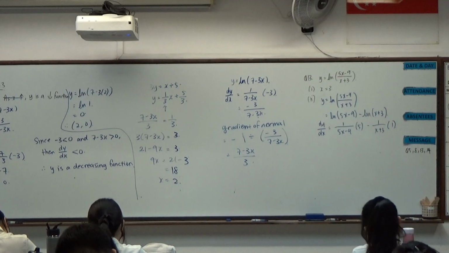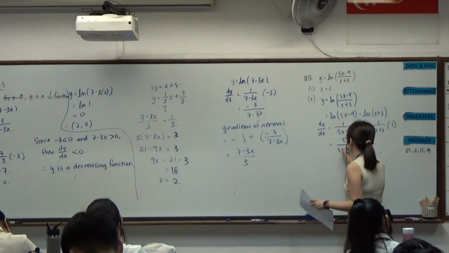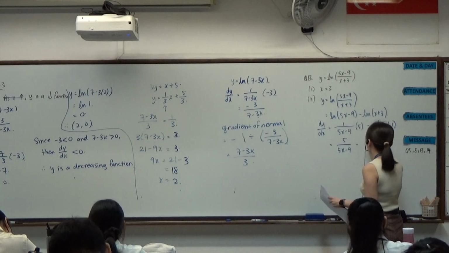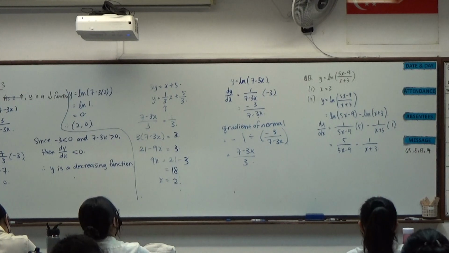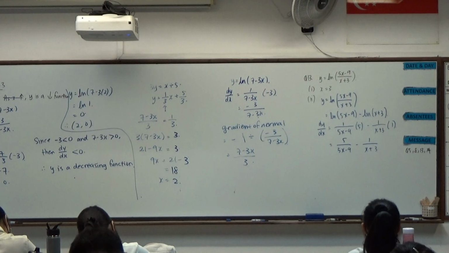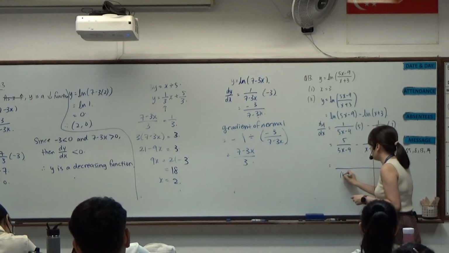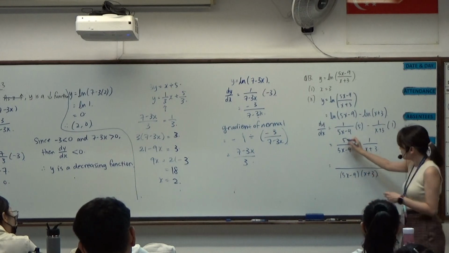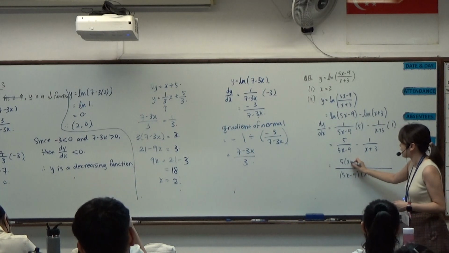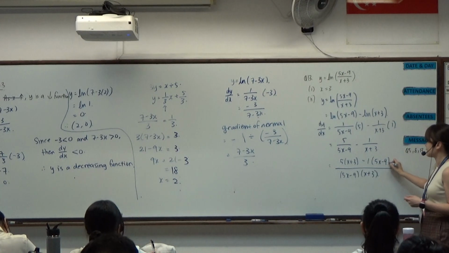Whereby we have 5 over (5x minus 9) minus 1 over (x plus 3). Then the question essentially wants it to be combined into a single fraction. So we just have to seek the common denominator, which is the product of the two denominators. So 5 will have to be multiplied by (x plus 3), and 1 must be multiplied by (5x minus 9).